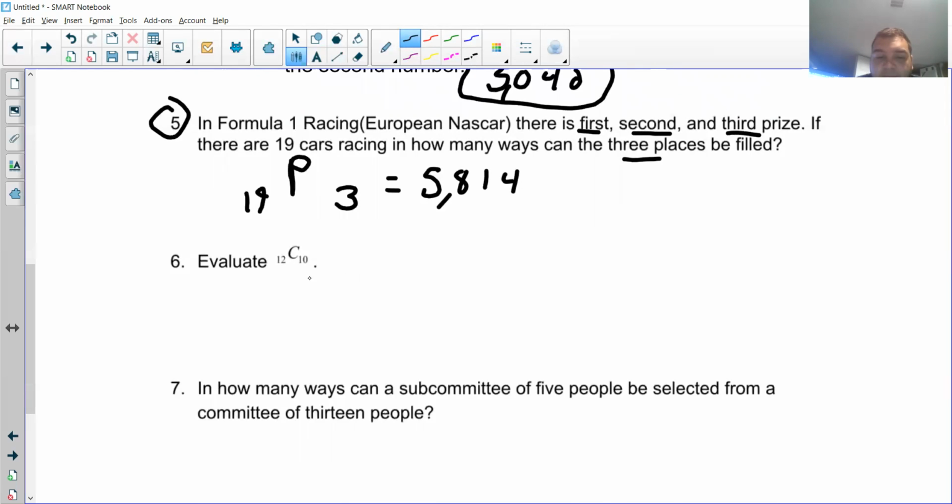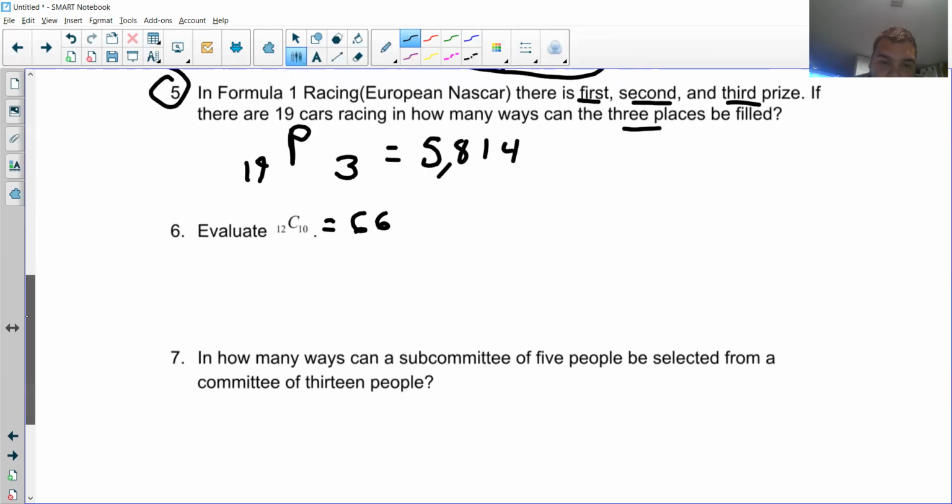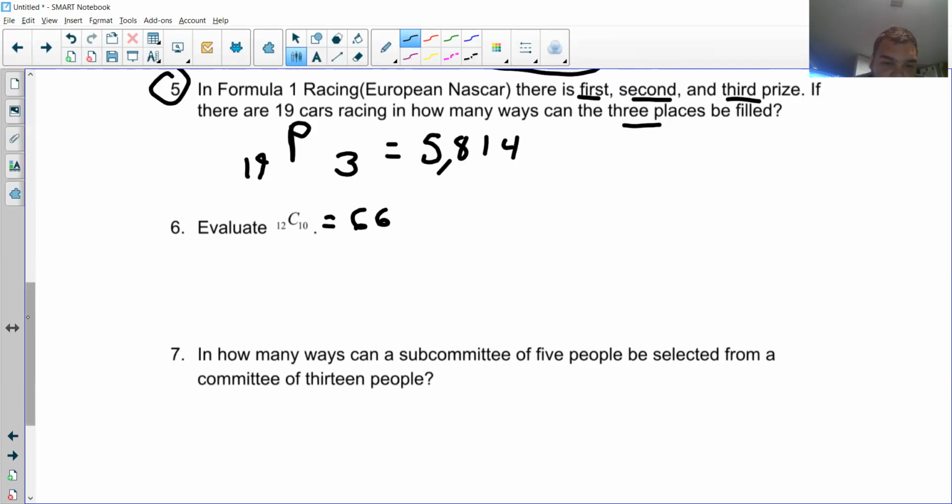Anyway, for the C thing, we're going to use the calculator. So this is going to be, you type it in the calculator, which this one right here would be 66, I believe. Yeah, 66. But you just type that in your calculator.